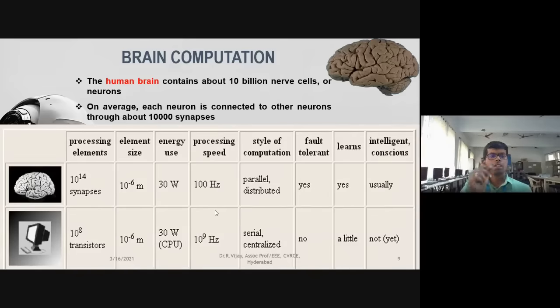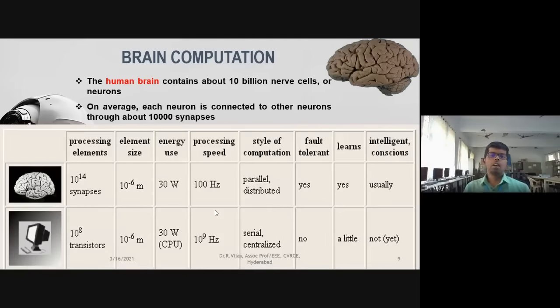If you compare the human brain and the computer, looking at the processing elements, the human brain has 10 to the power of 14 synapses. In a computer, only 10 to the power of 8 transistors maximum can act at a time. For element size, it is about 10 to the power of minus 6 meters, which is very small. As for energy use, the brain uses 30 watts.